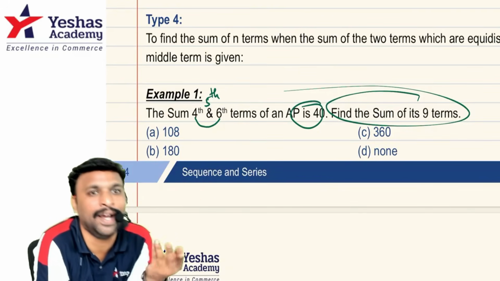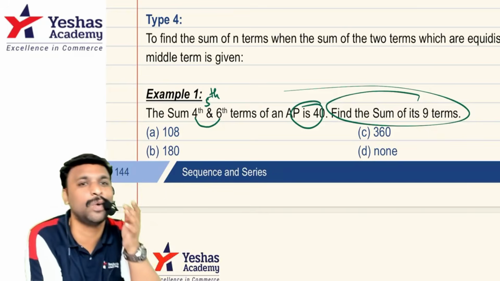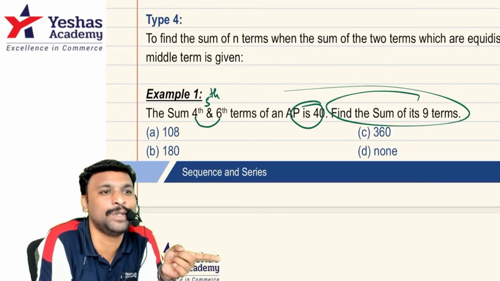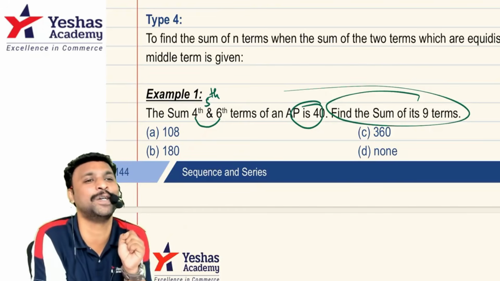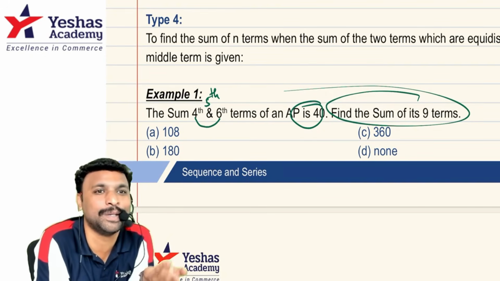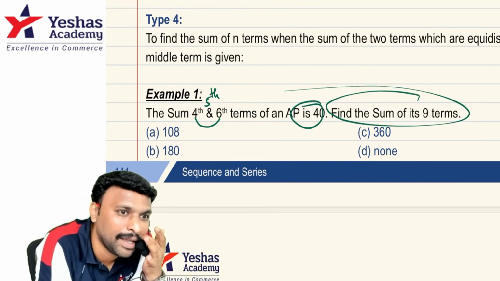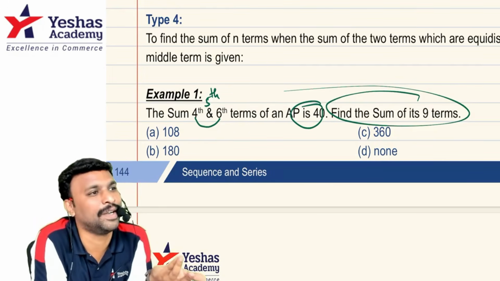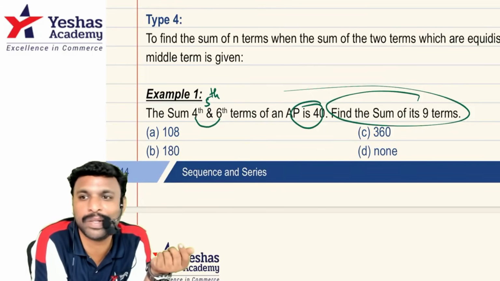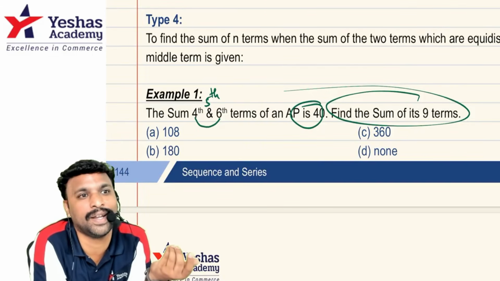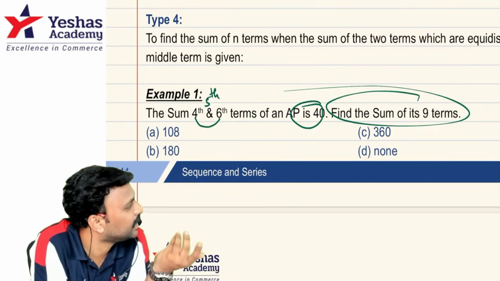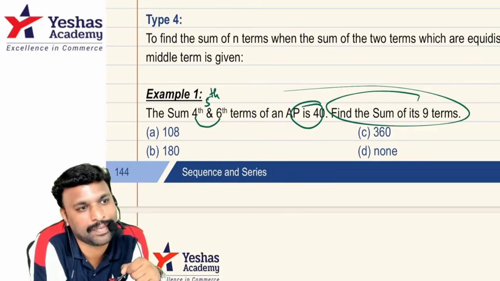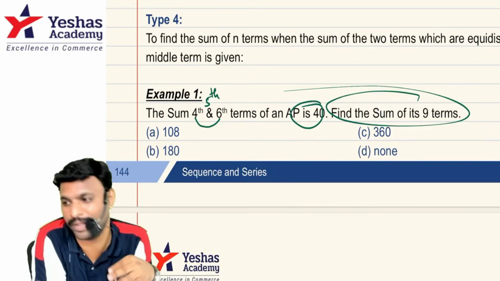So middle term into n. Here the middle term is not given. What is given? The sum of the two terms equidistant from the middle term is given. How do you get the middle term? Divide that sum by 2. You get the middle term. Multiply that with the number of terms, and you get the required sum. Have you understood?